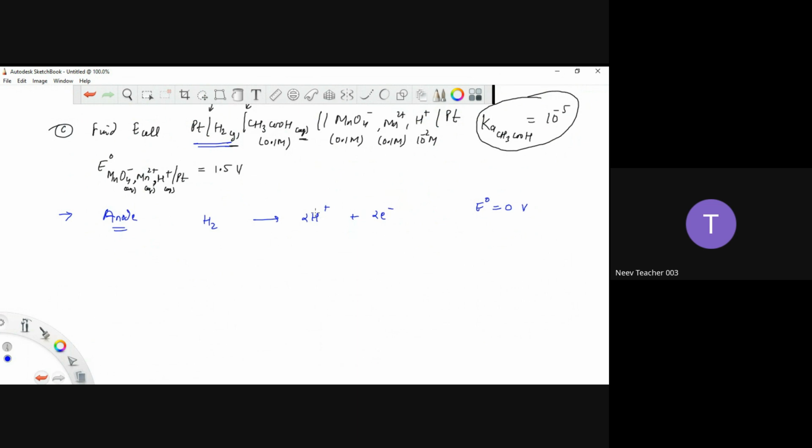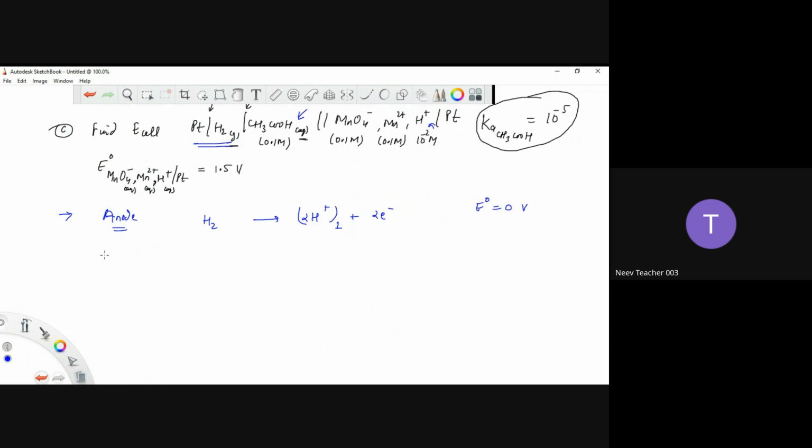Now this H plus concentration will be the concentration of this acetic acid. Why am I saying this differently? Because you will get H plus from here in the second half. So I'll take it as 1.